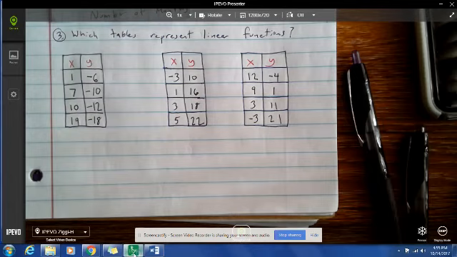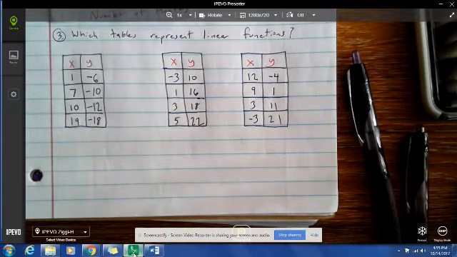All right, example 3, the final example for now. Which table represents linear functions? Okay, so in order for a table to represent a linear function, it must have a constant rate of change. So looking at this first table, make sure you copy these 3 tables down before we start. Good. We're going to check that there's a constant rate of change in the table.